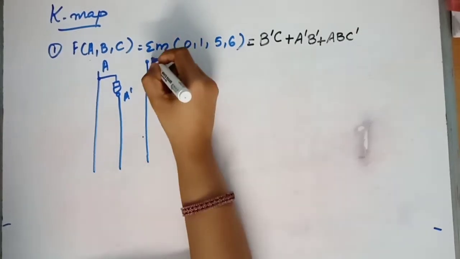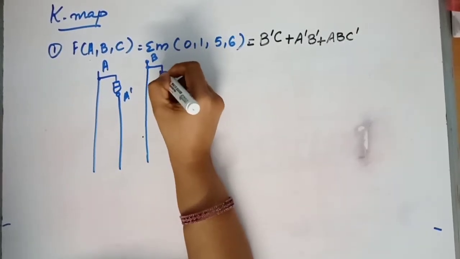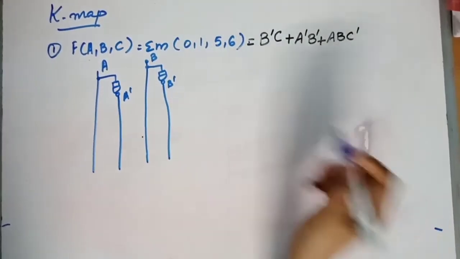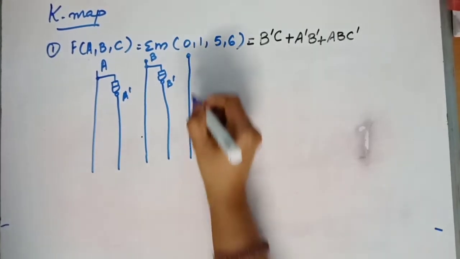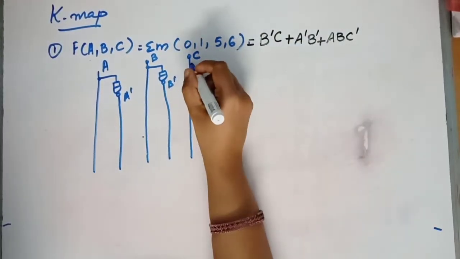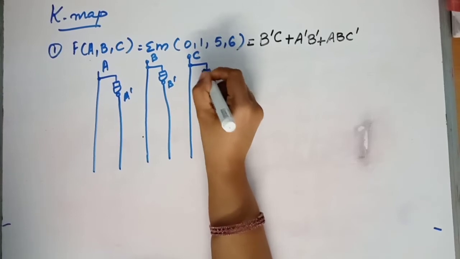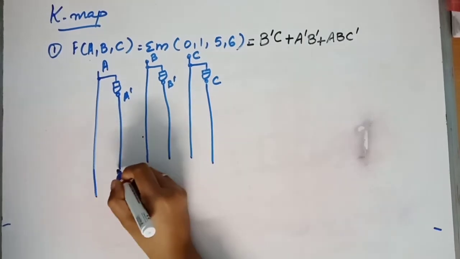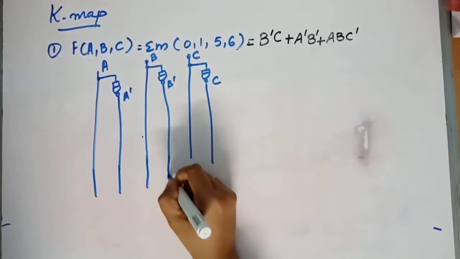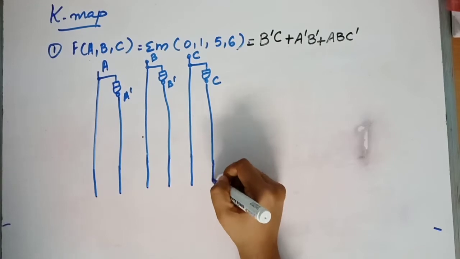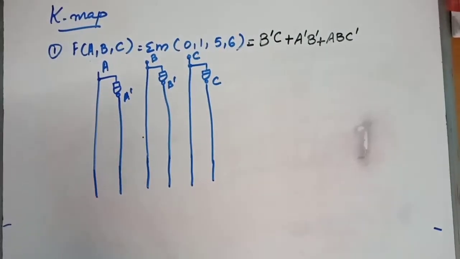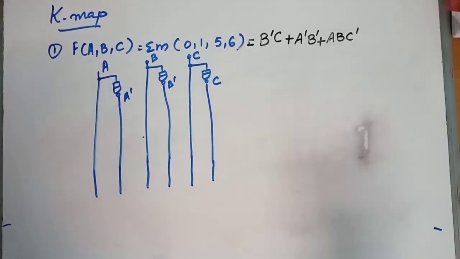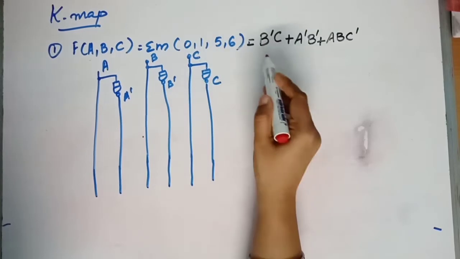B, B bar, C, you have a C bar, so you need another NAND gate for C bar. So you should draw only like this. Don't use A, B, C multiple number of times in the circuit. Draw it only like this. Now after this, B bar C, so that is an AND gate.